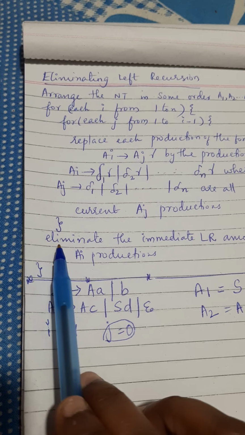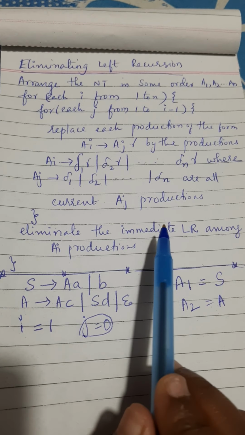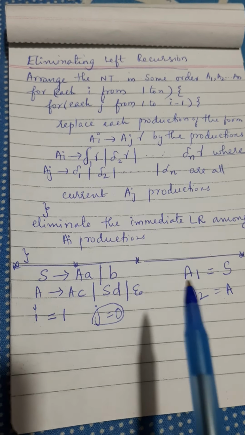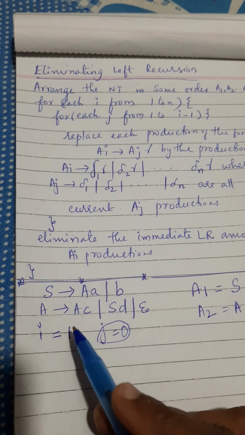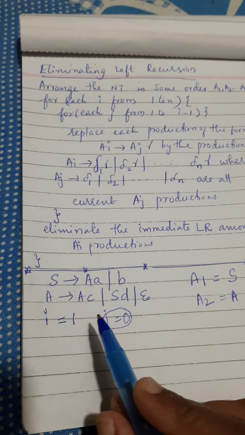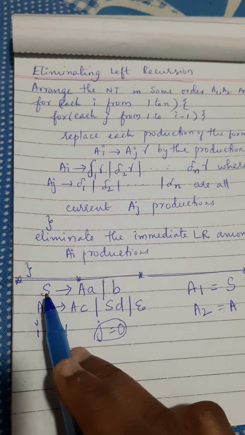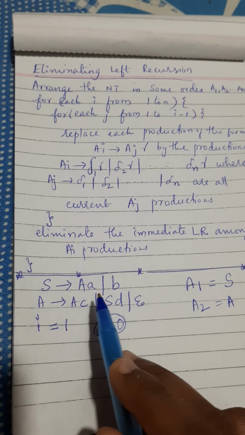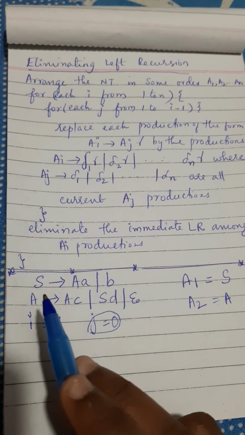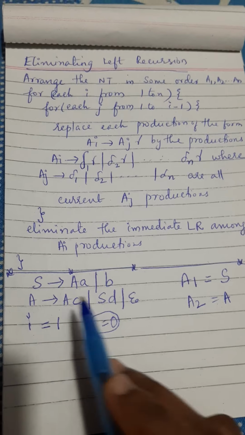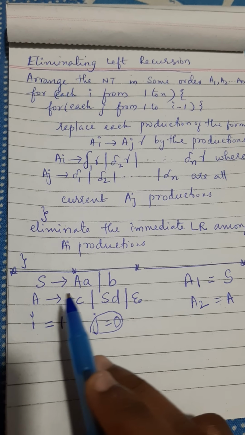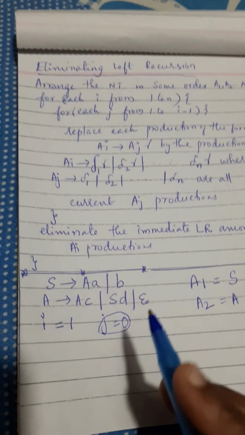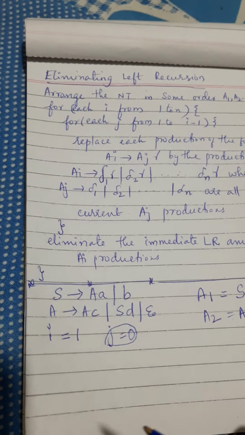What you have to do there is eliminate the immediate left recursion among the Ai productions. So Ai, with i equal to 1, is A1, which is the S production, that means the first grammar symbol. Check whether any immediate left recursion is there. There is no immediate left recursion, so no need to do anything for this grammar. Now again you will go back.